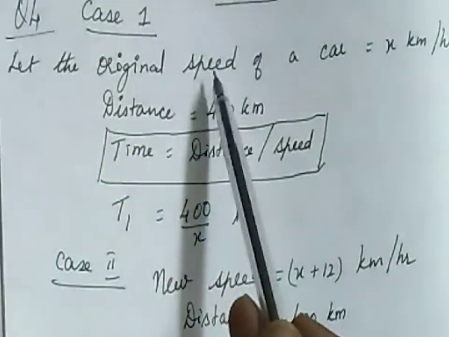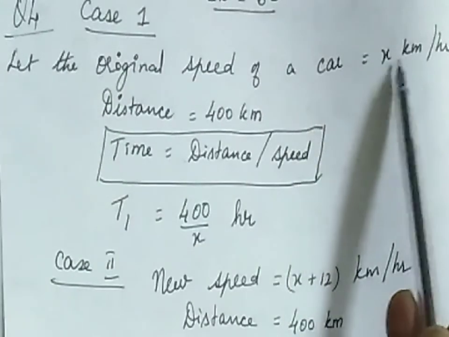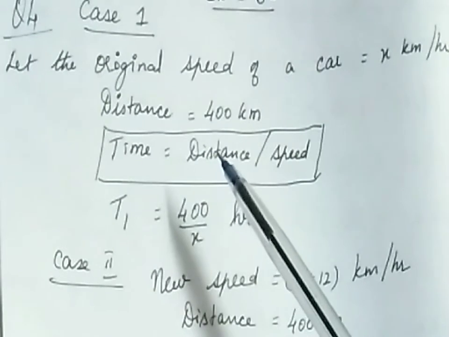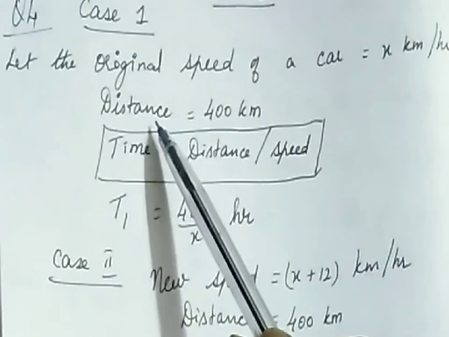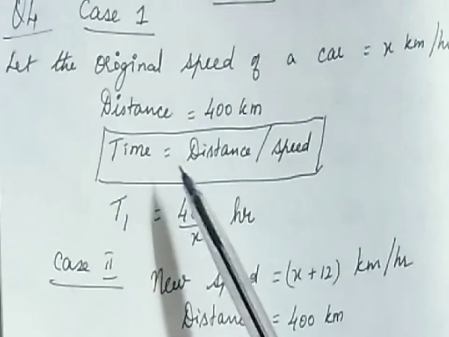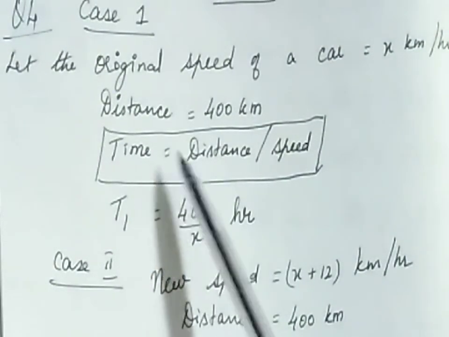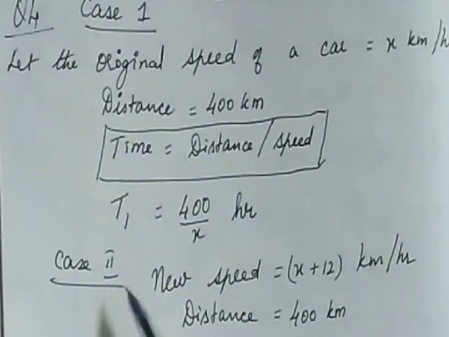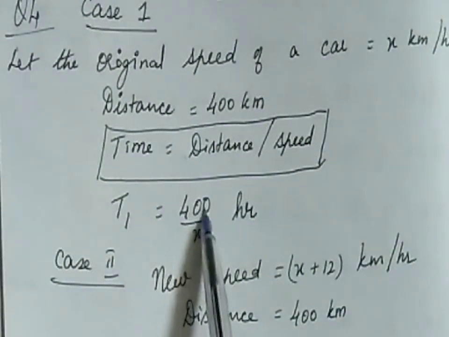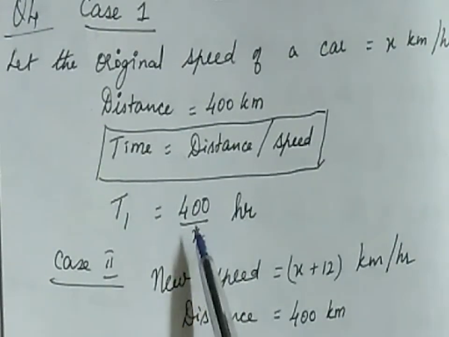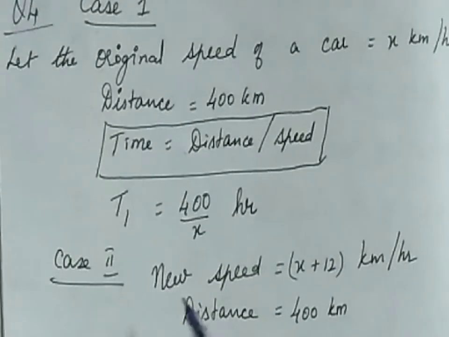Now, let the original speed of the car be x kilometer per hour. Distance 400 kilometer. What will be the time? Time is equal to distance upon speed. That means 400 upon x hours.